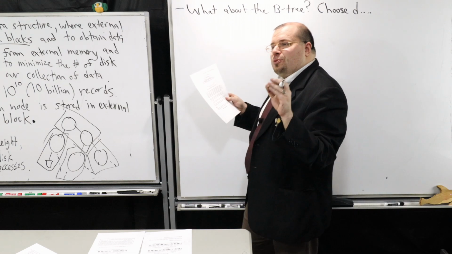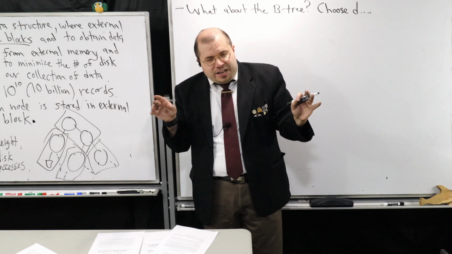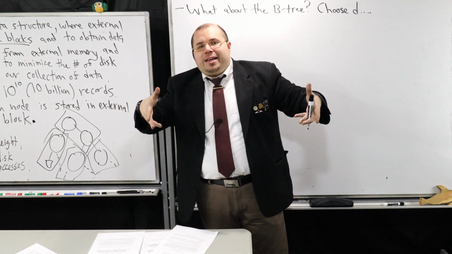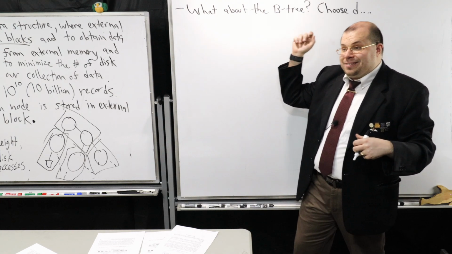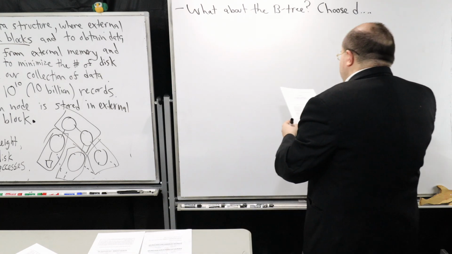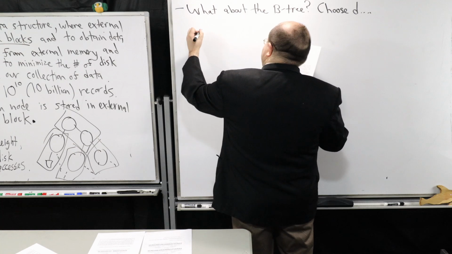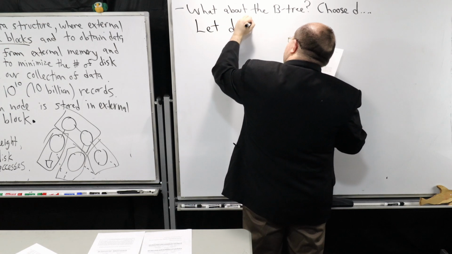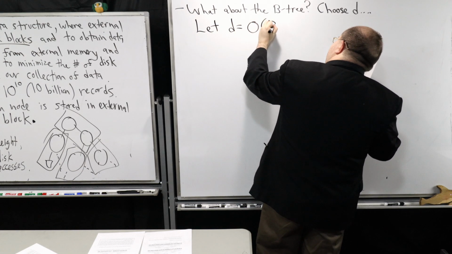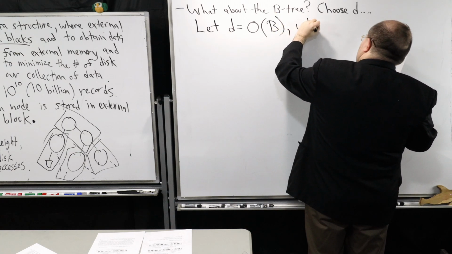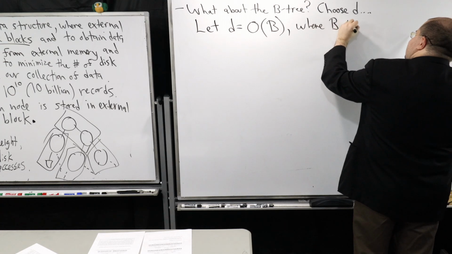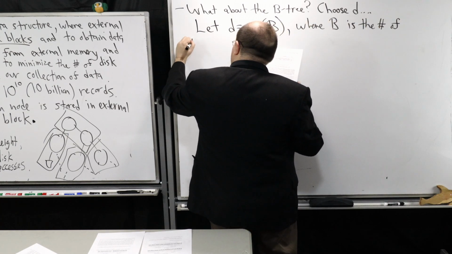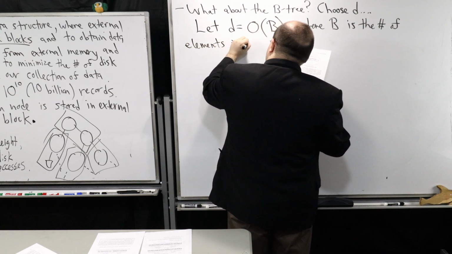So what do I mean by this? We're going to store the references to each one of the children and then the records. I want to be able to fit that all into a data block, so I'm going to pick D to reflect this. I'm going to let D be big O of capital B, where capital B is the number of elements or records in a block.